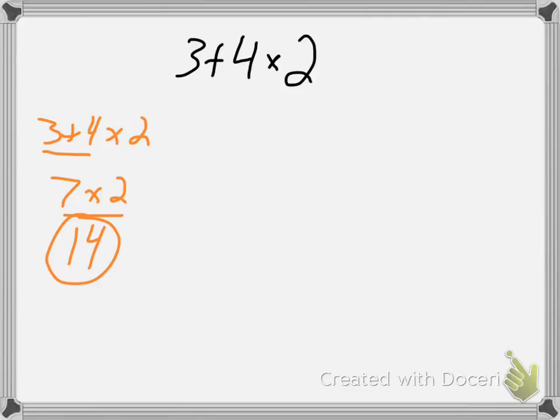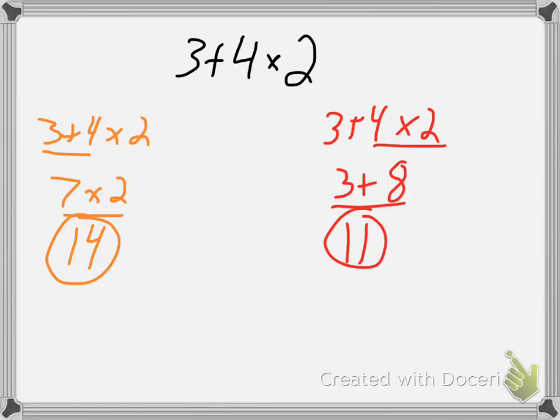Well, you might also think, okay, I have 3 plus 4 times 2. I'm going to multiply first. So 4 times 2 is 8, and I end up with 3 plus 8, which is 11. And you can see right here, these are two very different answers. Depending on which steps you took, you could end up getting a different answer, which is a problem.